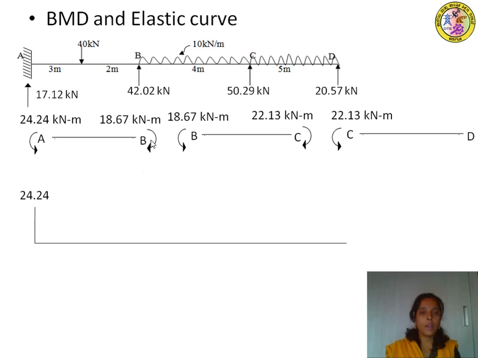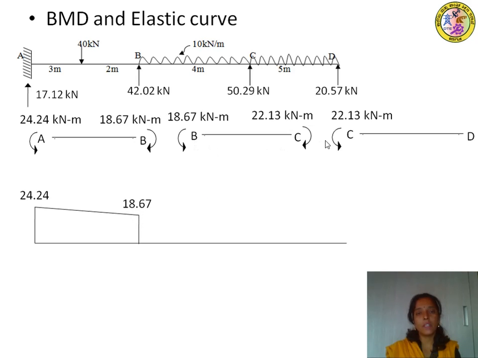Next at BA, a clockwise moment. So this is the right end for AB member, so use the right thumb. The right thumb is moving in the upward direction. So mark it above the baseline for 18.67 kilonewton, and then join these two points with a straight line. So this magnitude is 18.67.